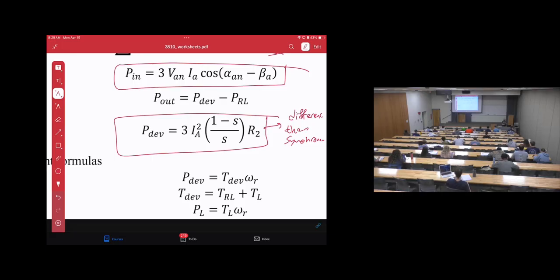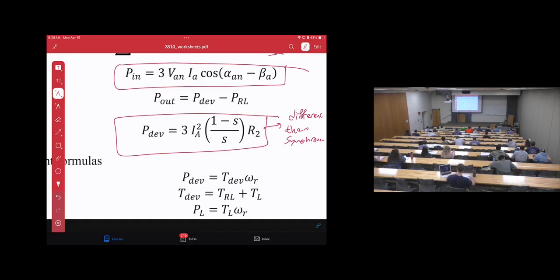So what I encourage you when you write your note sheets, write the formulas of induction alone, and try to split the sheets. So here is the formula of induction alone. Here are the formulas of the synchronous alone. I don't want you to get confused between them. I don't want you to use the P dev of the synchronous on the induction, then you will get lost.